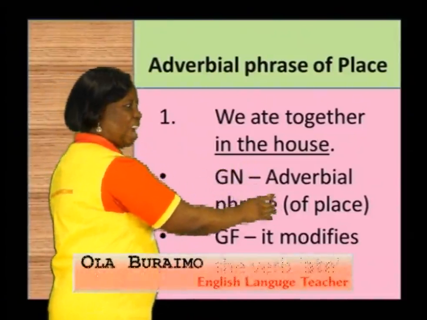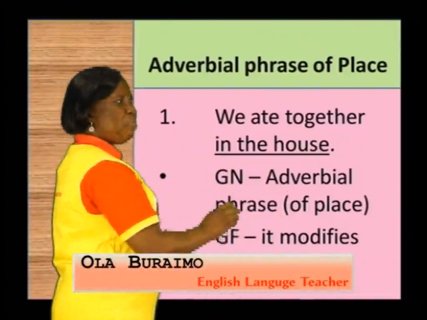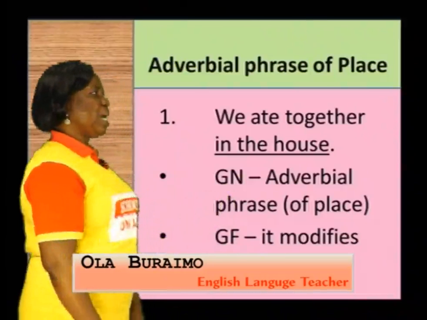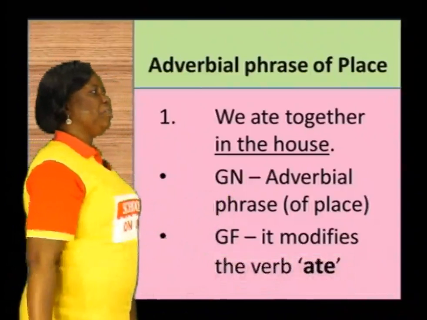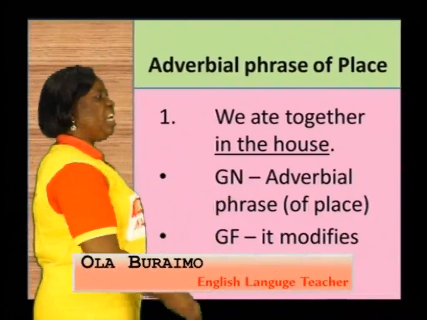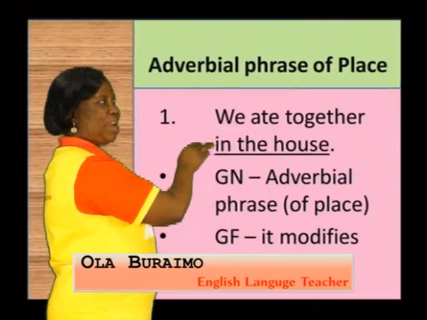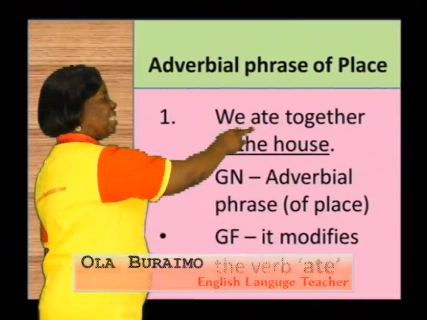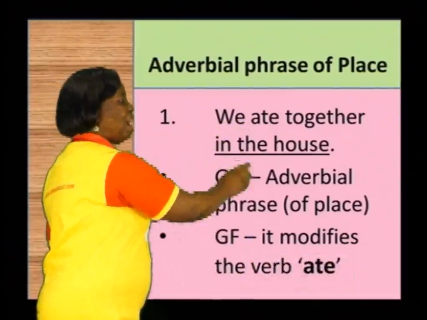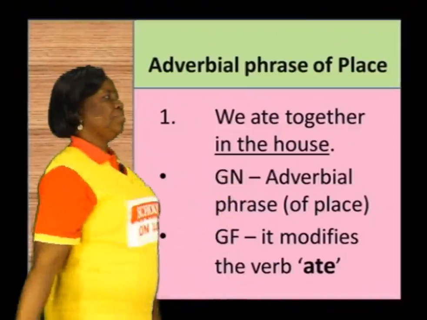As usual, the type is optional. So that's why we have it in brackets. Whether you put it or not, it doesn't matter. But if you are sure, you can put it. So the GF is the grammatical function. It modifies the verb. Let's go back to the sentence and point out the verb. The verb is ate. So you write it out as you have it in the sentence. It modifies the verb ate.